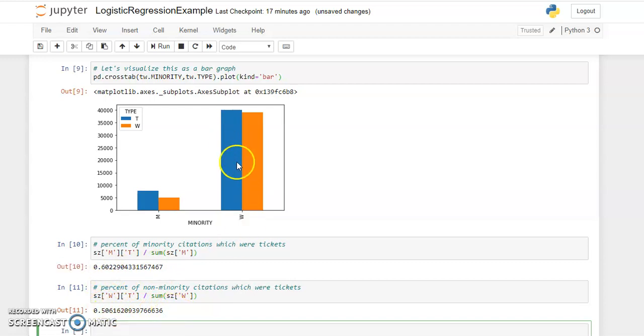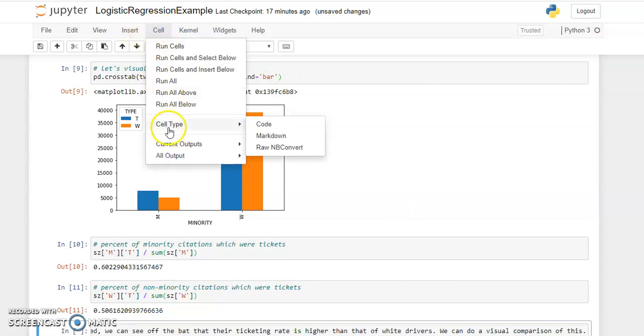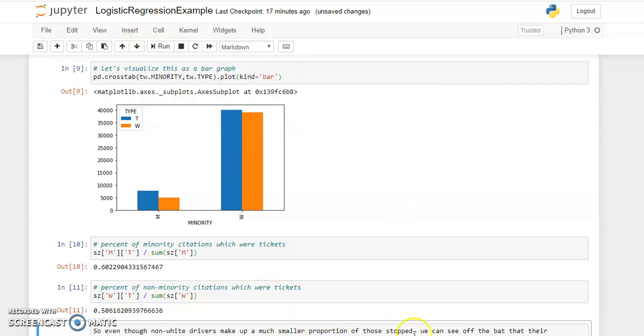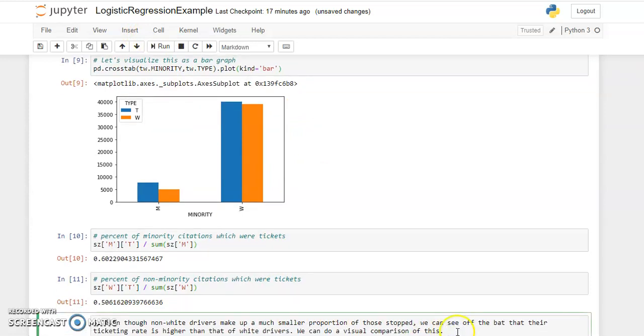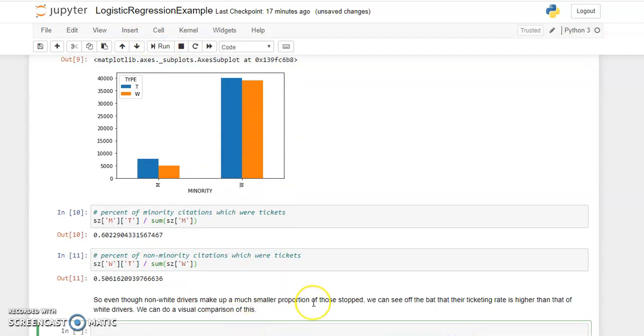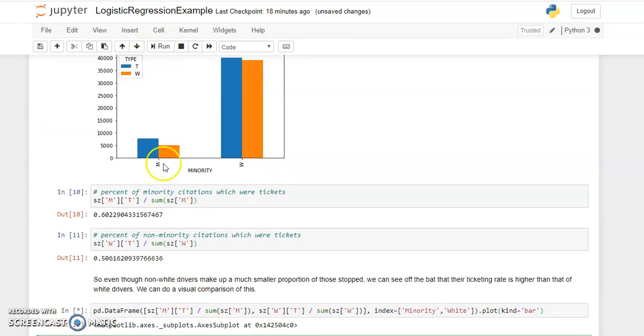So more even in the case of white drivers than in the case of minority drivers. So what we're seeing is that even though we have non-white drivers making up a much smaller proportion of the people who are stopped in any case, their ticketing rate appears to be higher. And so again, we can do another visualization that gives us a view on this.